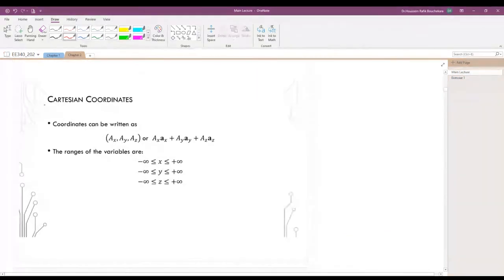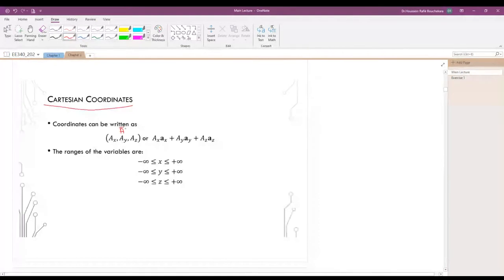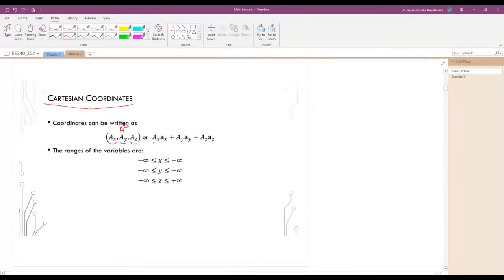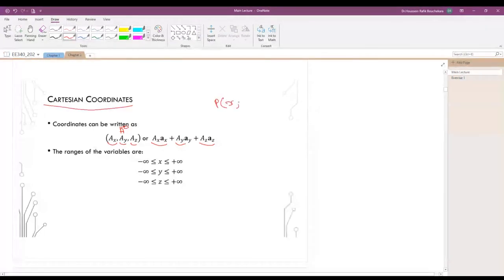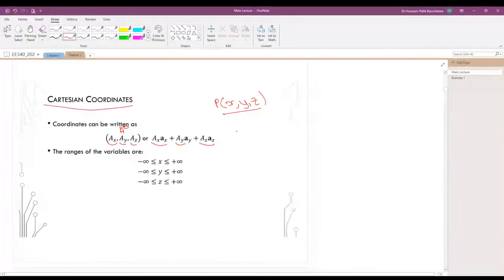As we said, the most widely used one is the Cartesian coordinate system. For a vector, we have 3 components which are ax, ay, az, or we can write it as ax ax plus ay ay plus az az. For a point, it is defined by x, y, and z. This is for a point, and this is for a vector.